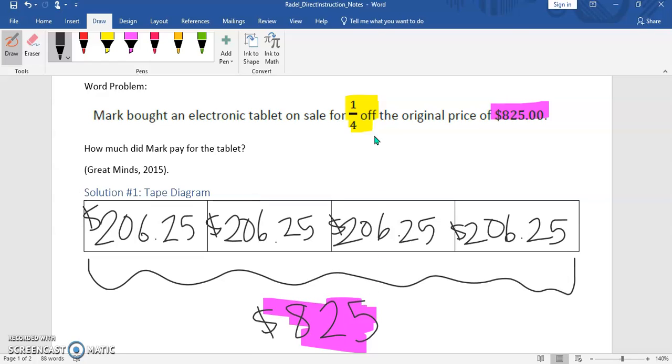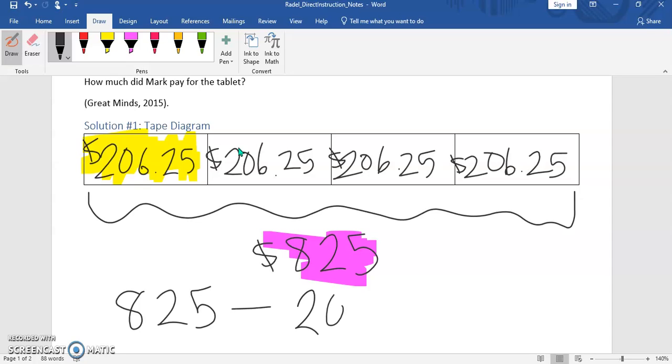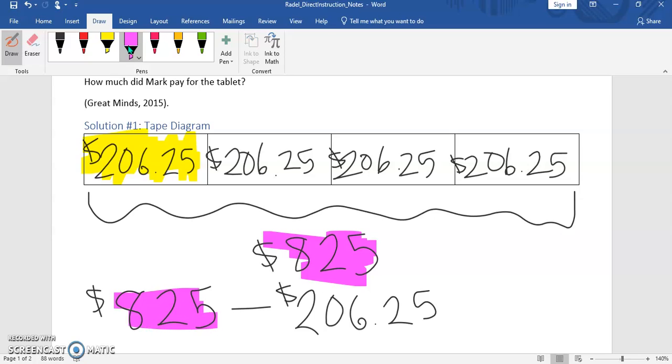And so now I can go back to the question, and it says that he is buying it for 1/4 off. So 1/4 of this price is the discount that Mark is getting. So why don't we subtract $825 and his markdown of $206.25. So this is the original price, and this is his discount or markdown of 1/4.